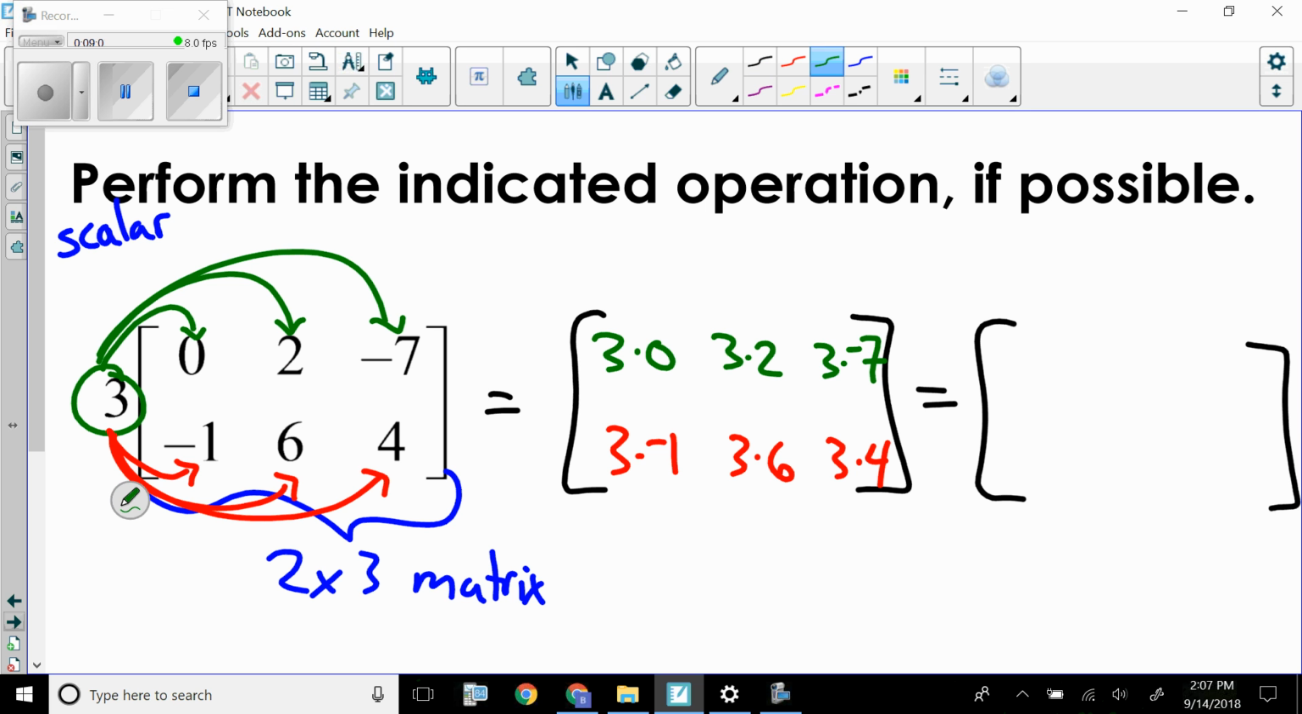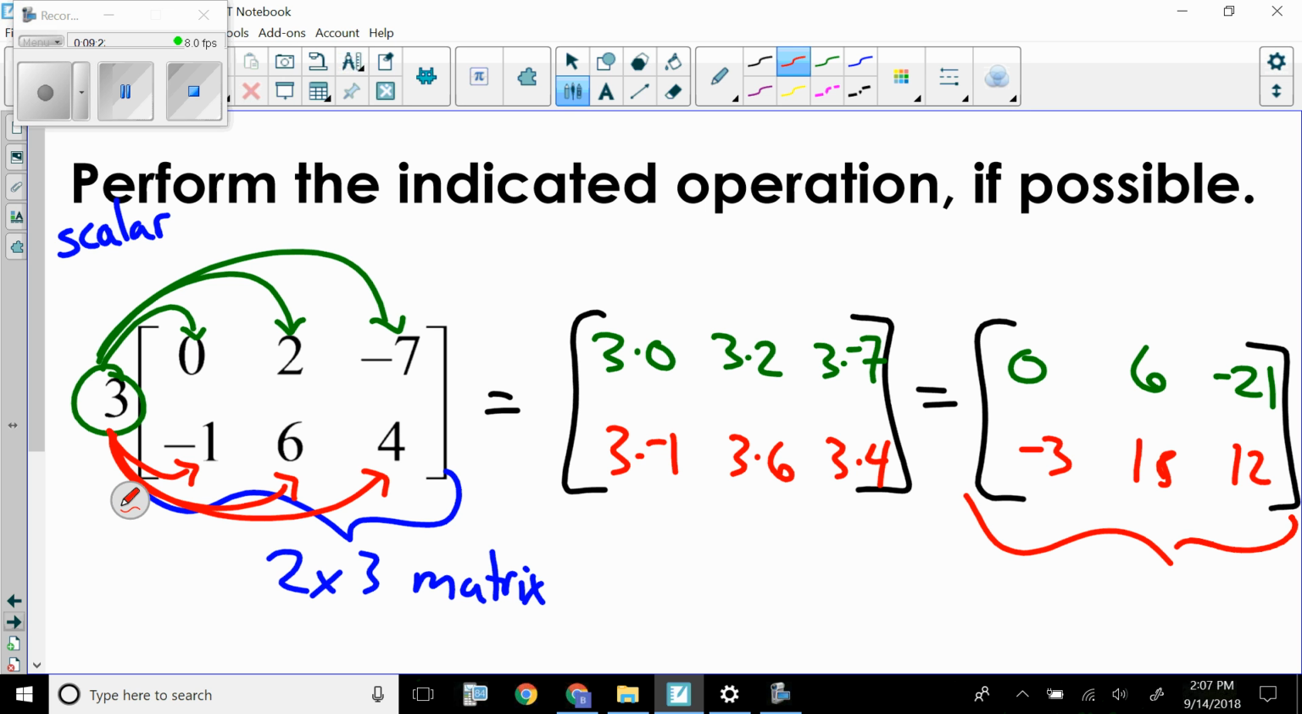If I finish it up here, 3 times 0 is 0, 3 times 2 is 6, 3 times -7 is -21. And I have 3 times -1, that's -3, 3 times 6 is 18, and 3 times 4 is 12. I started with a 2x3 matrix. I still have a 2x3 matrix at the end.